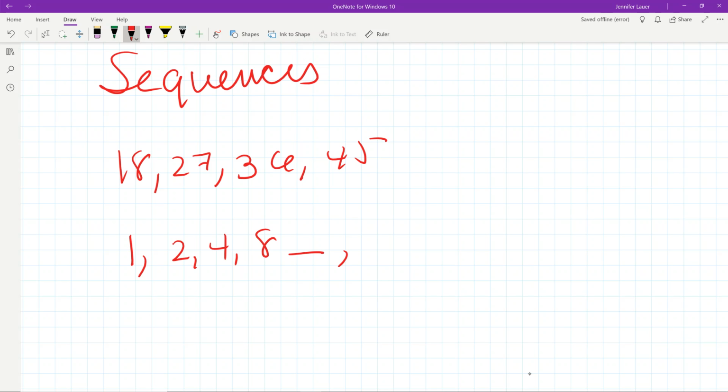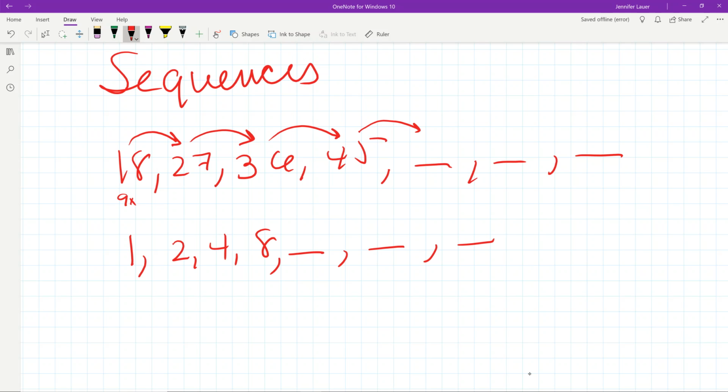So let's say 9, 18, 27, 36, 45. Okay, so these are going up by nines. If you notice, from 18 to 27 is 9. This is 9. This is 9. So we want to just add 9 to that 45, or you can think of it as 9 times 2, 9 times 3, 9 times 4, 9 times 5.